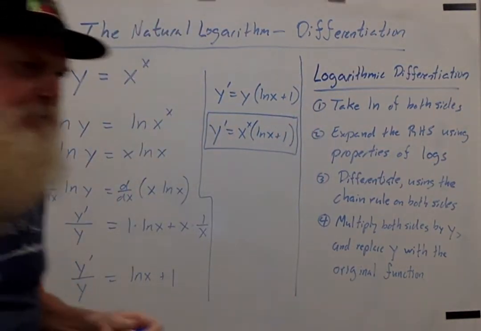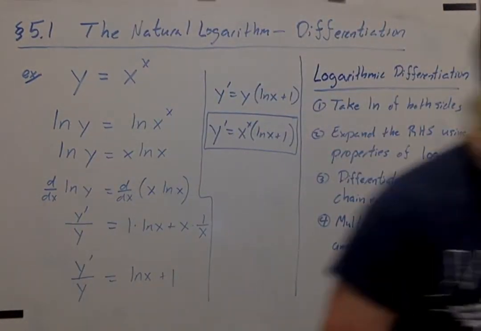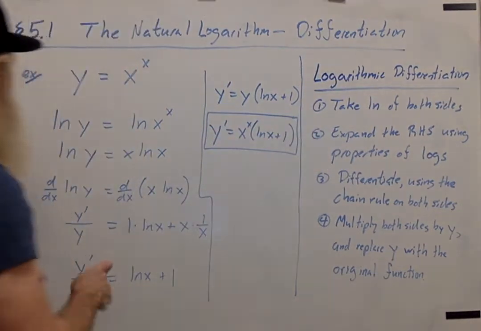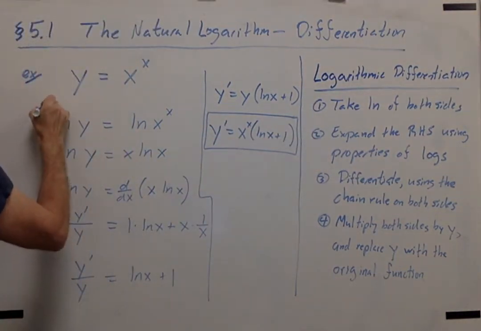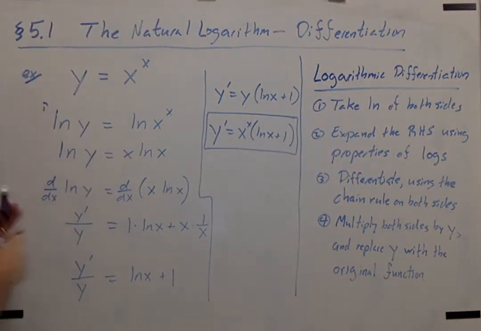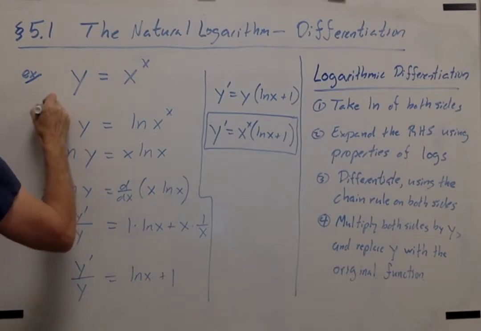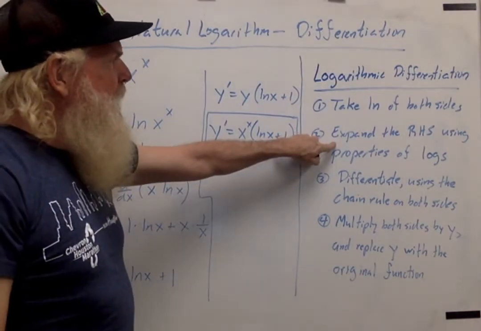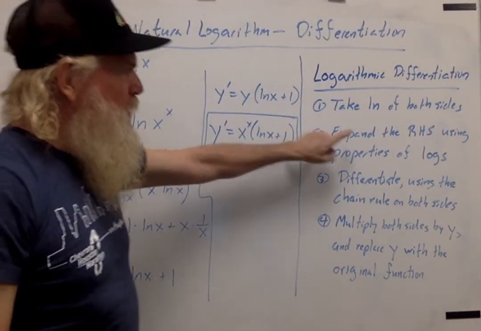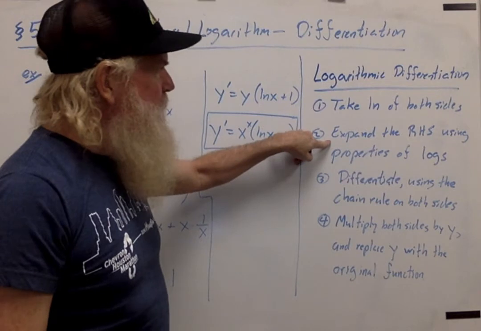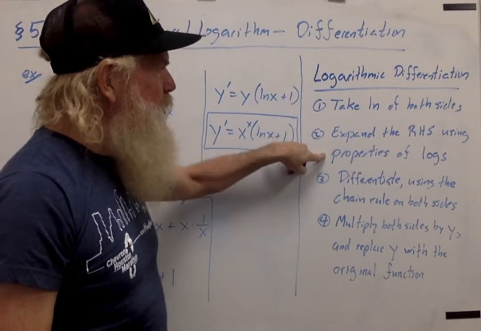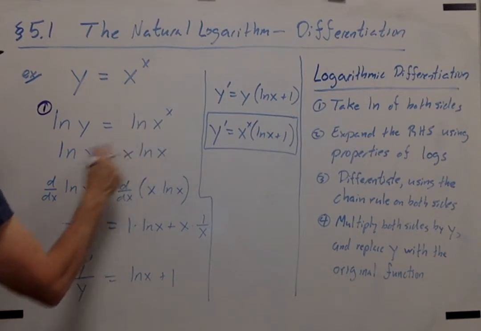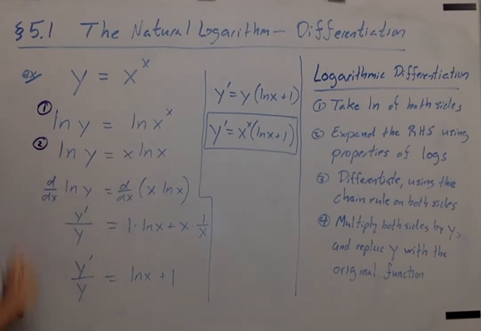Now let's look at what we did. First of all, we took natural log of both sides. So that was this step right here. As our first step, we took natural log of both sides. And then we expanded the right side. I'm using RHS for right-hand side. We expanded the right-hand side of this equation using properties of logarithms. So here where I used the power rule to expand, that was step 2.